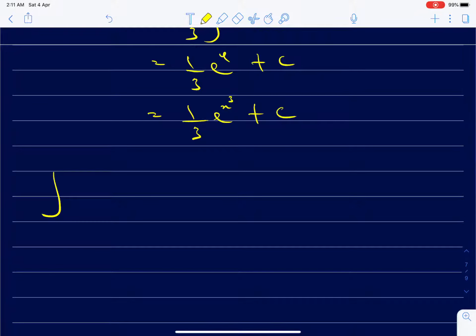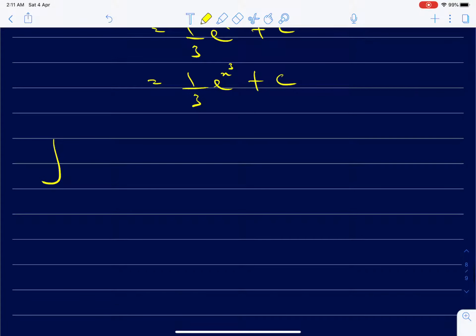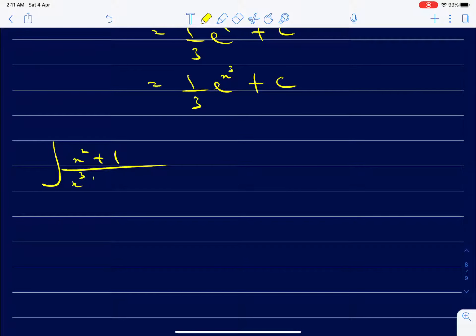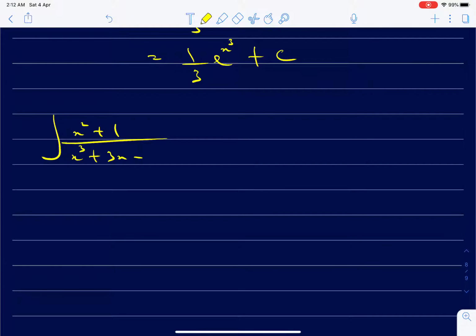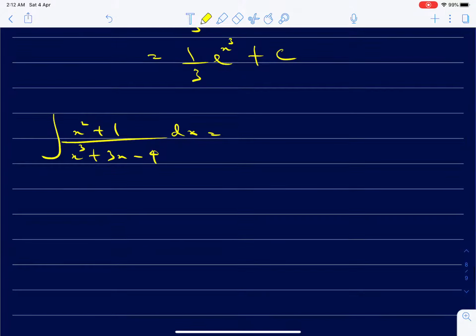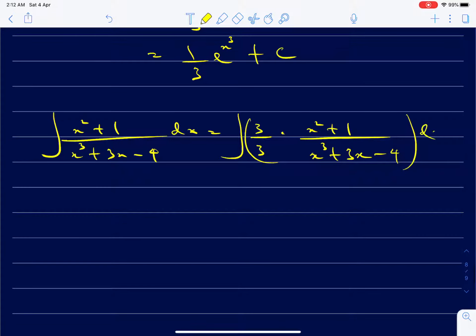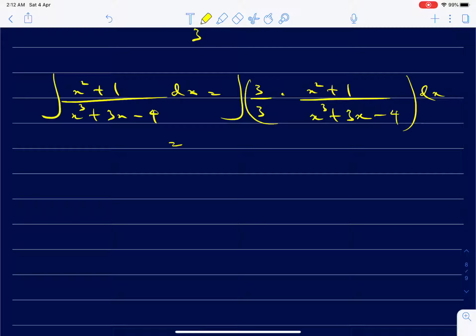Now let's evaluate the integral of x squared plus 1 divided by x cubed plus 3x minus 4 with respect to x. This is the same as the integral of 3 over 3 times x squared plus 1 divided by x cubed plus 3x minus 4 with respect to x.